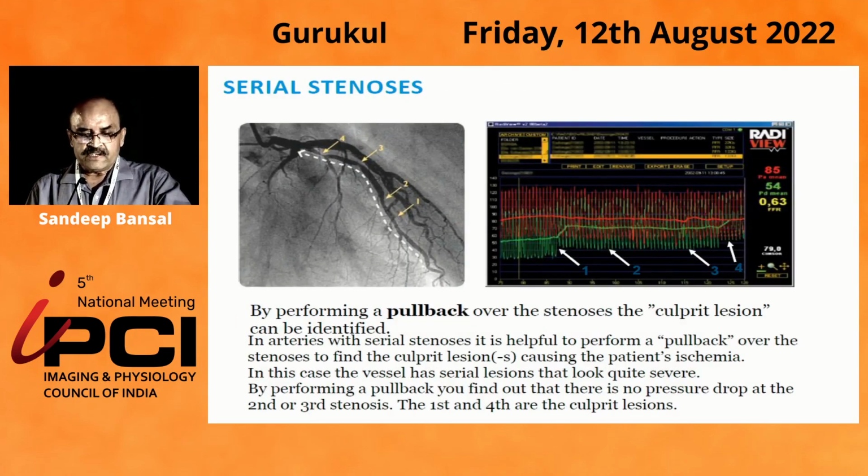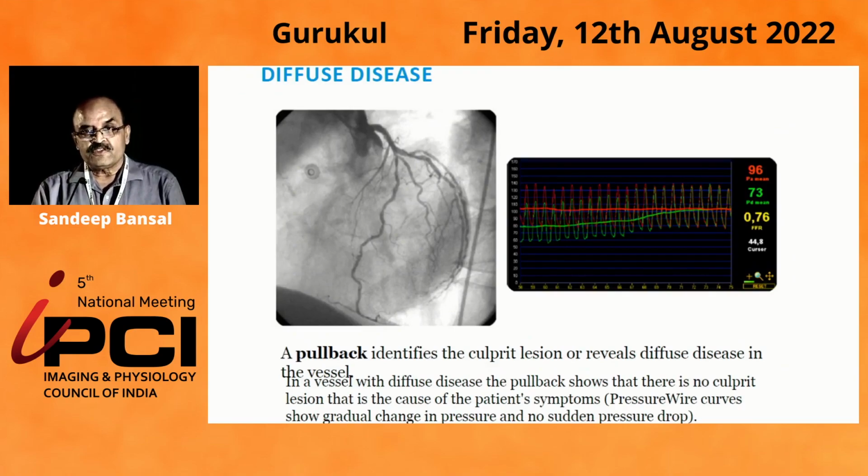If you have serial stenosis, then during the pullback, we see where is the maximum step up, and that is actually the culprit lesion. Again, in diffuse disease, if you don't get any significant pressure rise on the pullback, then it is a diffuse disease, but it helps us to also identify the culprit lesion.